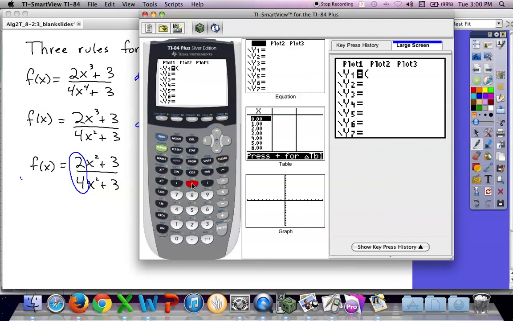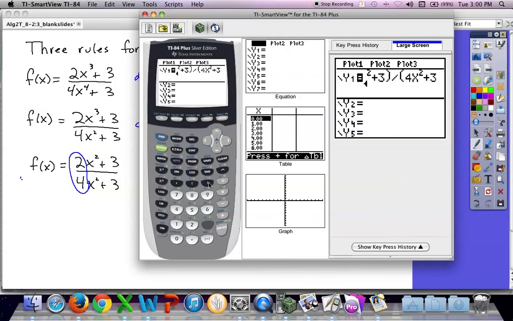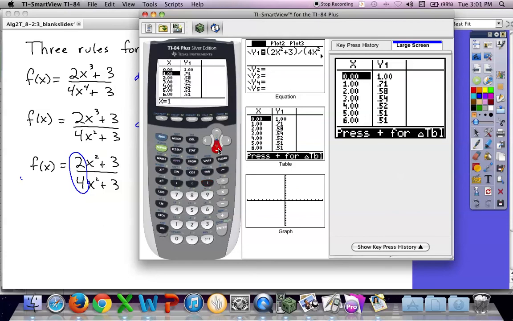So in the numerator, that's parenthesis, 2x squared plus 3, end parenthesis, divided by parenthesis, 4x squared plus 3. And now go to the table of values and just start scrolling down the table and see what's going on with the y values. Does it look like they're converging to one number? Yeah, they're all 0.5. So that's the end behavior, 0.5.